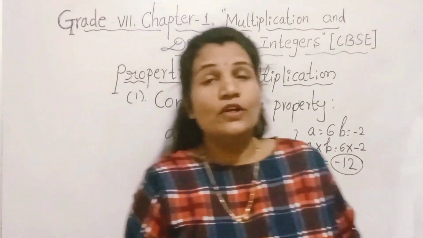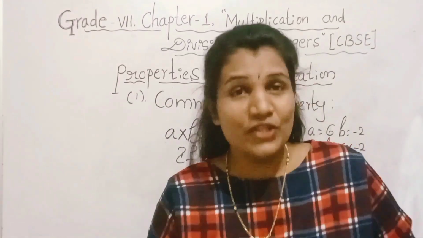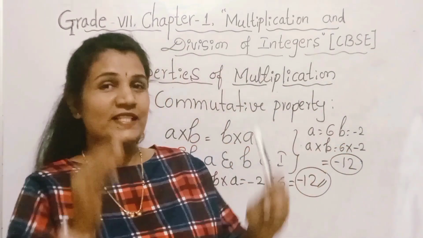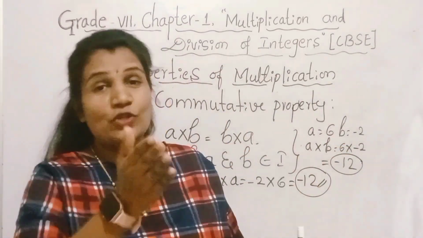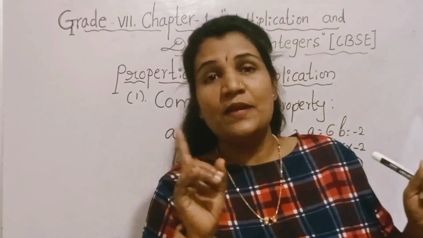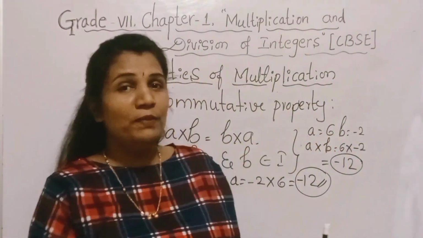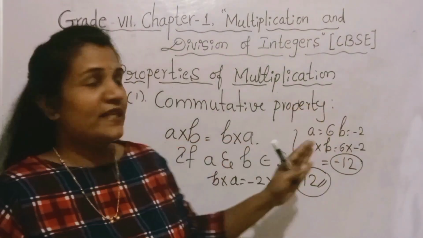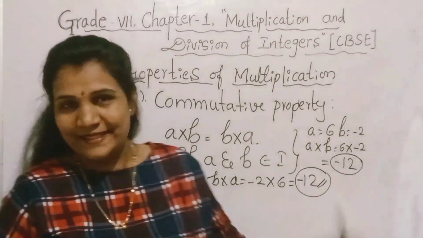It shows that the commutative property holds good on integers. What it says is that if a and b are any two integers, then a into b is always equal to b into a. Any examples you can take other than this.